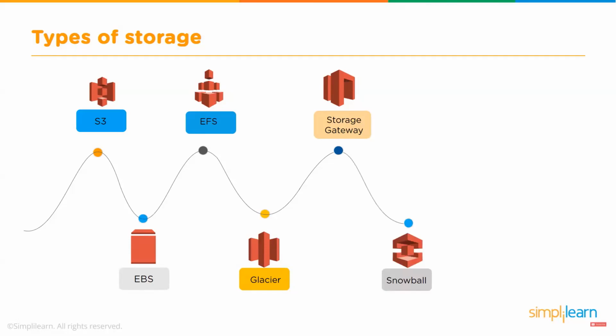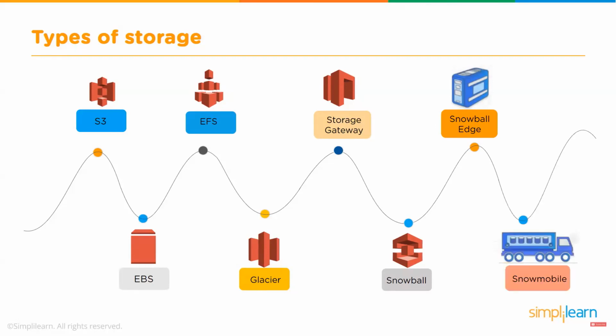And then we have Snowball. Snowball is really a data import and export onboard system, but it is actually a hardware that gets shipped to our premises where we can copy data into it and then ship it back to Amazon, and Amazon would copy the data into whatever destination we give them in our account.